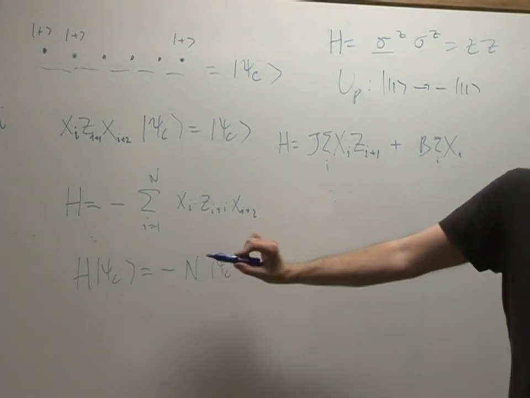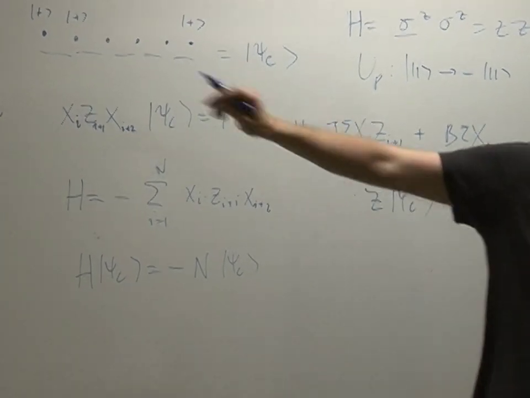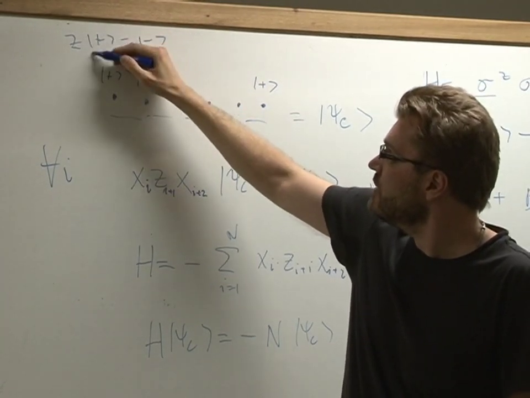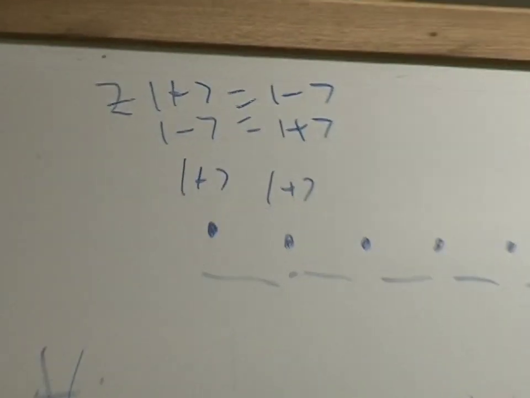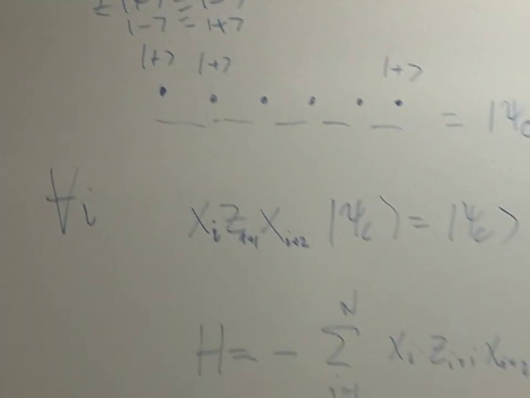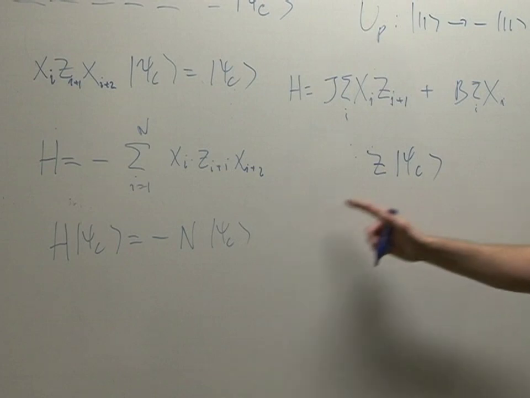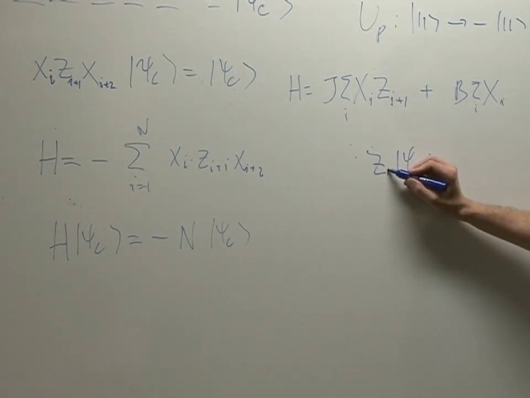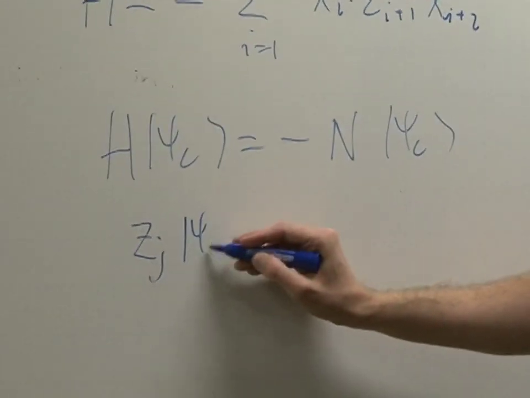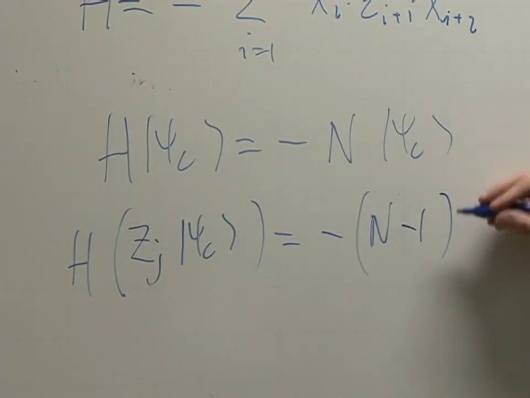What's the next level up? The next level up is a state where you acted by one sigma z on the cluster state. What that does is flip plus to minus. So the z gate operating on plus gives you minus, and operating on minus, it's the same as sigma x operating on zeros and ones, basically, in this case. And you can really think of a cluster state as an ordered state, and then you start to apply sigma z's, and that flips some of these spins, and you're starting to climb up the spectrum. So z applied to any of the spins in the cluster, z_j on psi c, if you act on this with the Hamiltonian, it will have the energy one unit higher.